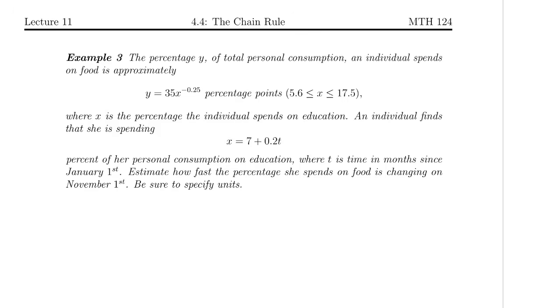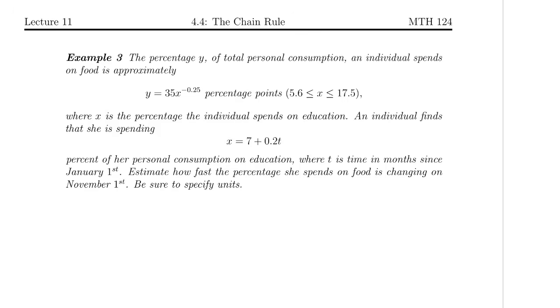So we're given two functions here. The first one is a percentage y of a total personal consumption that an individual spends on food, and x is the percentage that an individual spends on education. So y depends on x and x depends on t. We're asked at the end to estimate how fast the percentage spent on food is changing at a particular time.